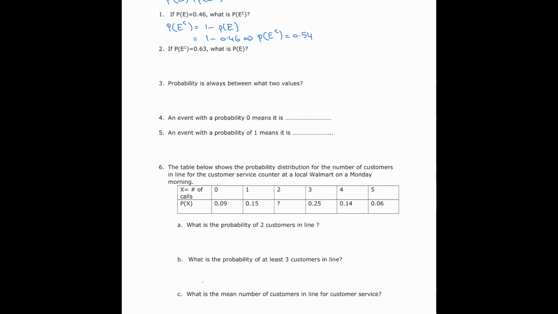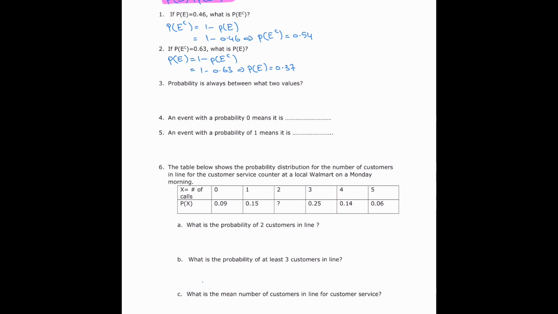Question number 2 is similar. If the probability of the complement is 0.63, what is the probability of the event? We're going to use the same rule that we used here. So now we know that the probability of the event is equal to 1 minus the probability of the complement event, which is 1 minus 0.63, and that will lead to the probability of the event being equal to 0.37.